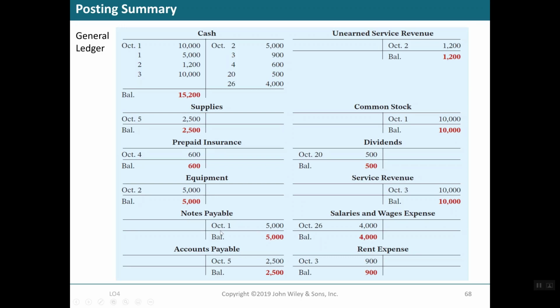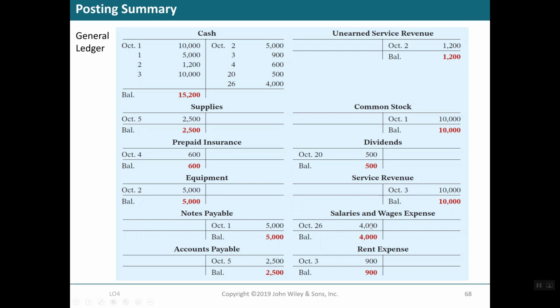All right. We look at the notes payable. It's a liability. Accounts payable. It's a liability. We see that all the liability accounts all have what? Credit balances. Okay. The service revenue also has a credit balance. The common stock also has a credit balance. We said dividend has a what? Debit balance.